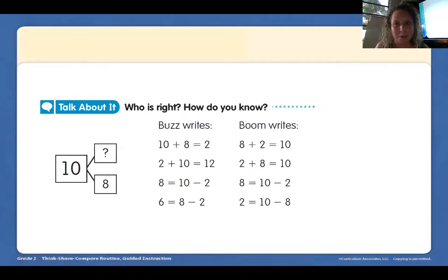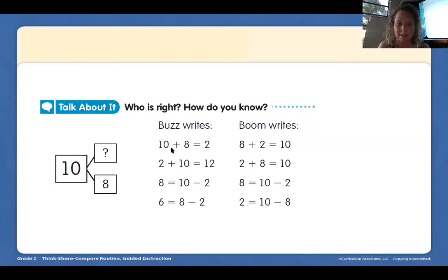Old Buzz and Boom are at it again. We have to figure out who is right. And how do you know? Let's look at our number bond. Question mark plus 8 equals 10. What would go in that question mark to make 10?